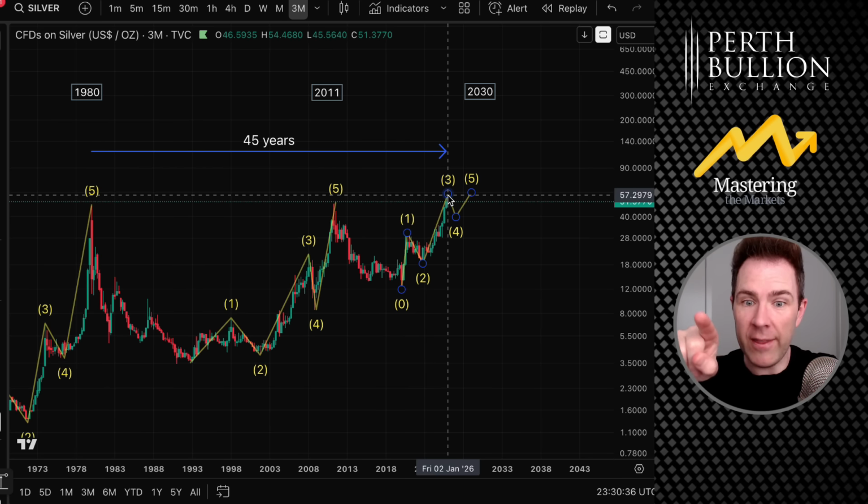So we have got a bit more time to go before we have that wave 3 top, then the wave 4, and then we're taking the wave 5 out to around about 2030. I think that makes the most sense. You can give or take a year or two if you want. It's not an exact science. Here's where I think we're sitting right now.